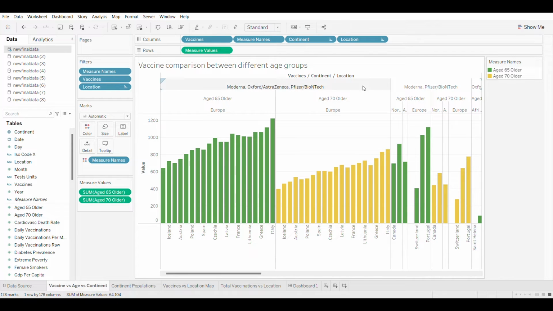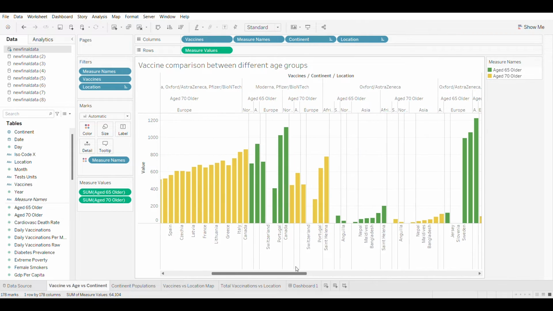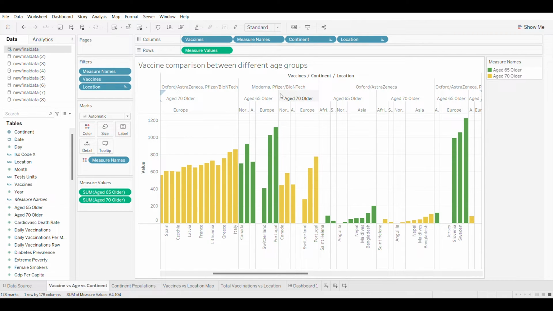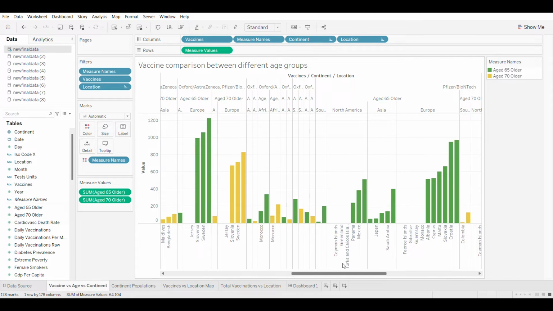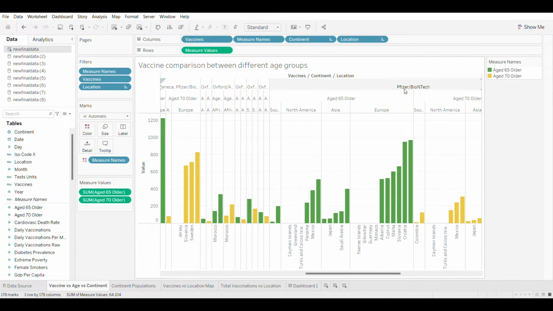So this is pretty much about this comparison. This is the same for all other vaccines. Suppose if you take Pfizer, where it is used in North America, in Asia, in Europe. So in which continents it has been used. Some vaccines have multiple continents. For example, if you take Pfizer BioNTech, it has been used in South America, North America, Asia, Europe, 4 continents.